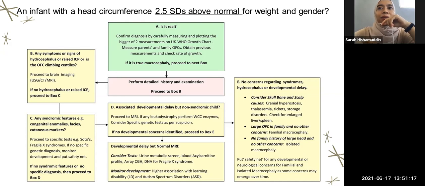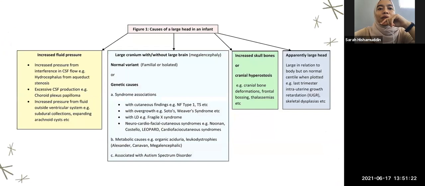You can read this later. The next slide. Okay, this one you can read later. It is just some of the causes.